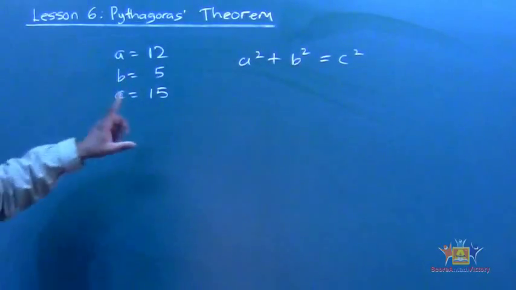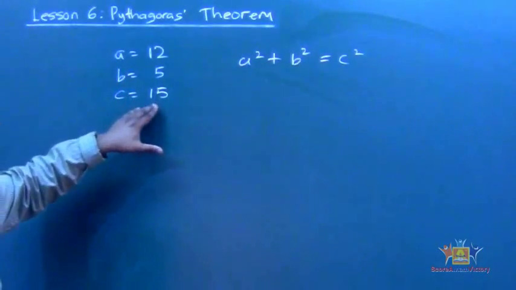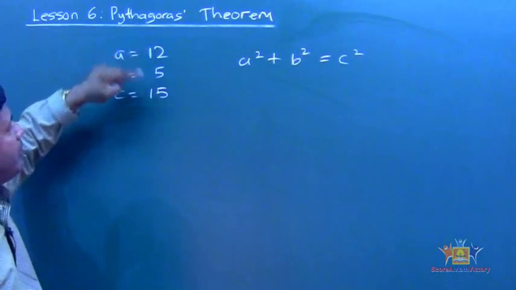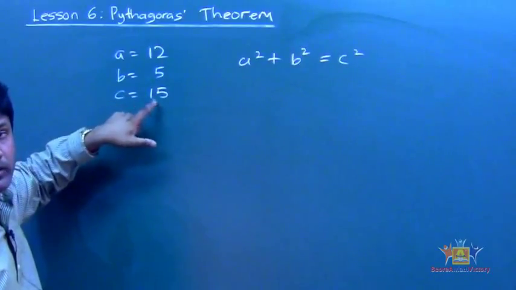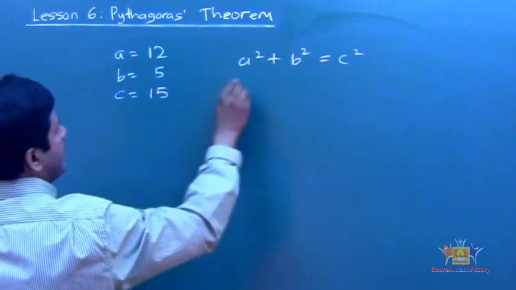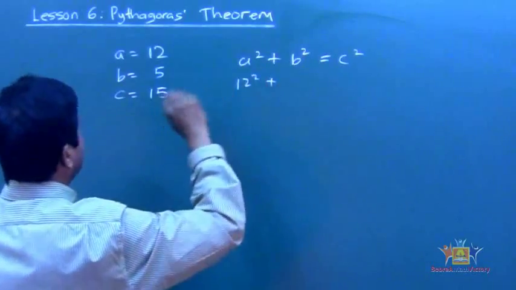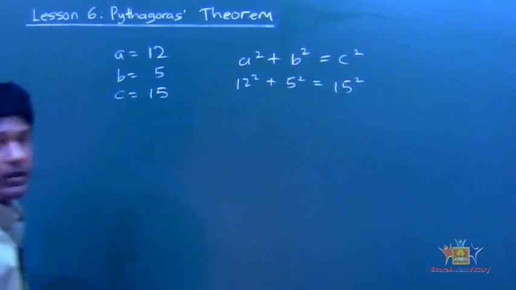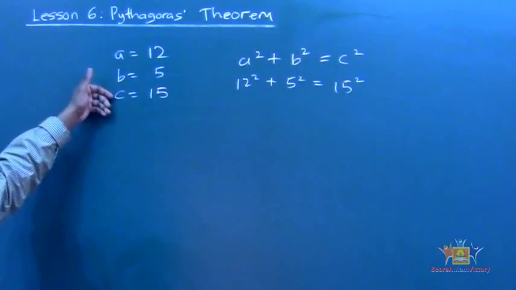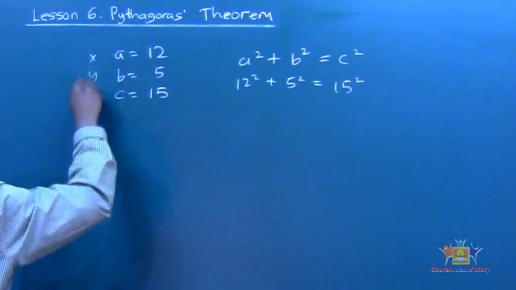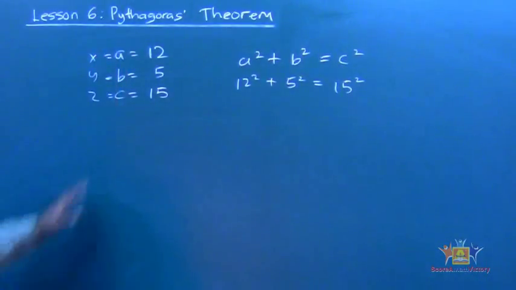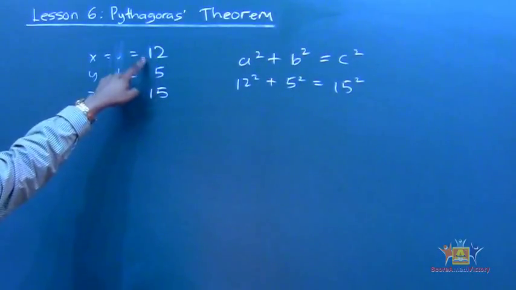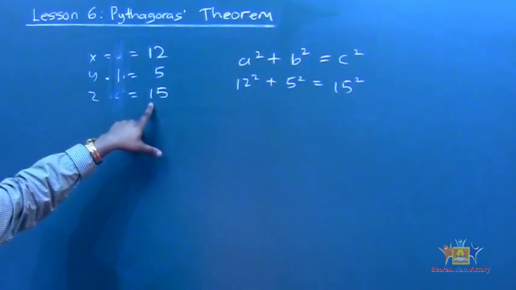Always keep in mind that the longest one is always the C. In this case you can either pick A or B, it doesn't matter, but C is always the longest one, which is the hypotenuse. So A is 12, so we put 12 squared, B is 5 squared, and C is 15 squared. If I had given you X, Y, Z, you should know you can put either X or Y on the sides, but Z automatically becomes the C. Keep that in mind.